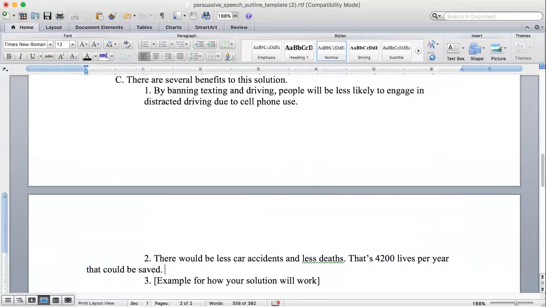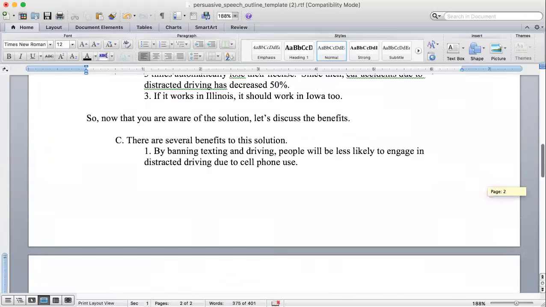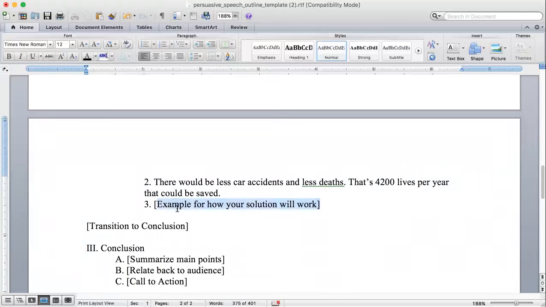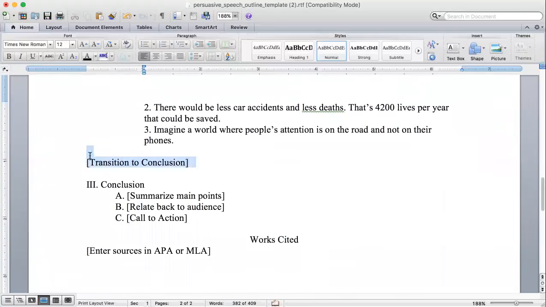Another benefit, and then I have in here an example for how your solution will work. We kind of covered that already. But we can say an example for how the solution will work. And again, we don't want to use the example of the other state this time. We want to say, imagine a world where people's attention is on the road and not on their phones. And then transition to conclusion.